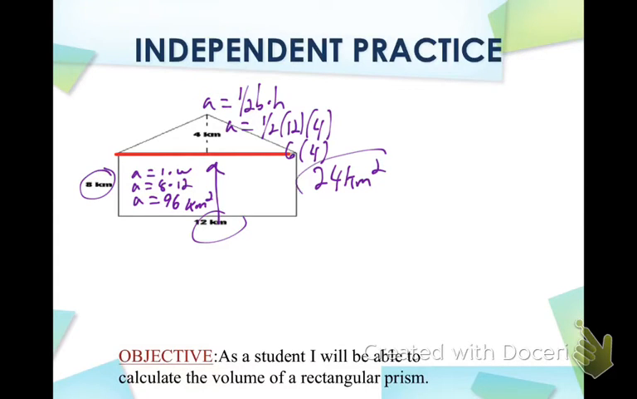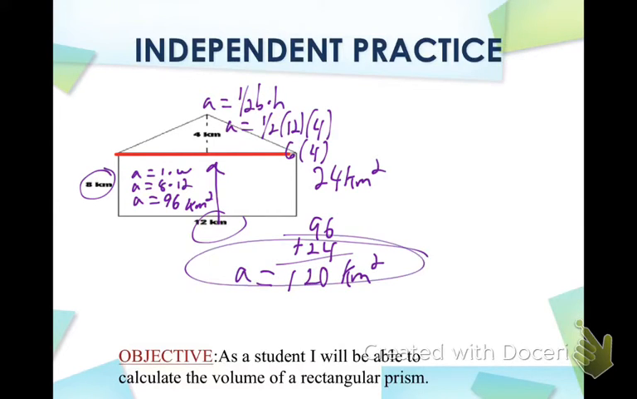What do we do with them? Well, we have to add them both together. So we go ahead and pick that 24 plus that 96. 96 plus 24. That gives us 120 kilometers squared. So the area equals 120 kilometers squared. That's what you should have had for yours.